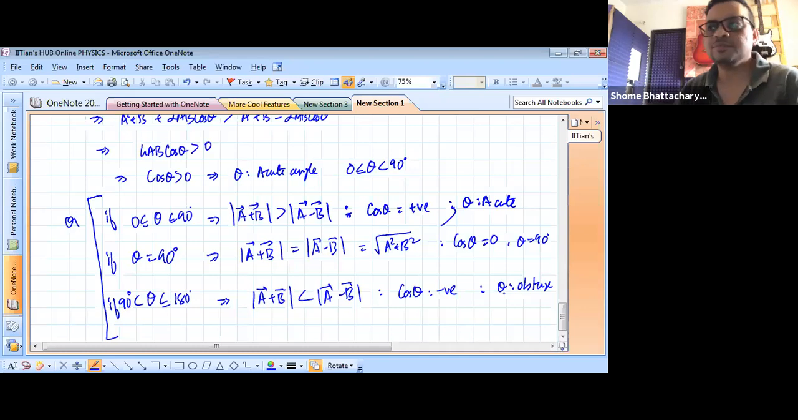The condition for mod a plus b being greater than mod a minus b includes 0, but it doesn't include 90. Because if it is 90, then what will happen? Mod a plus b will be equal to mod a minus b. It will not be greater. So if I'm saying it is definitely greater than mod of a minus b, then I'm saying that theta is definitely less than 90.